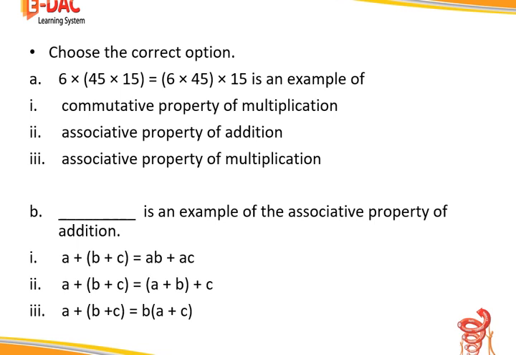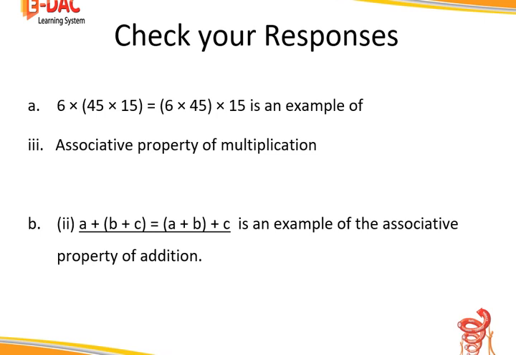Let's understand commutative and associative with the help of more examples. Choose the correct option and also fill in the blank. So you have some questions here, you have to choose the correct option, whether this expression is an example of commutative or associative or both. And the second one is, dash is an example of the associative property of addition. You have to check which expression here by calculating them. Check your responses here. You can pause the video and check whether the answers and the calculations to your examples were correct or not.